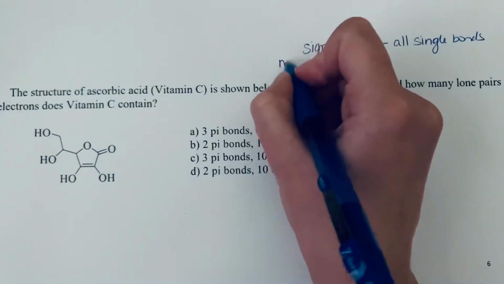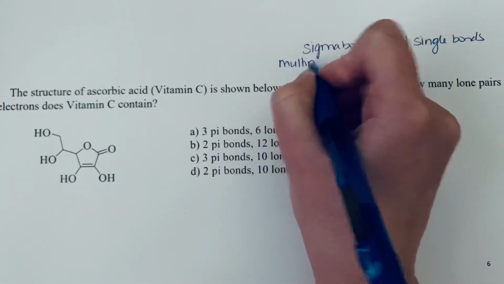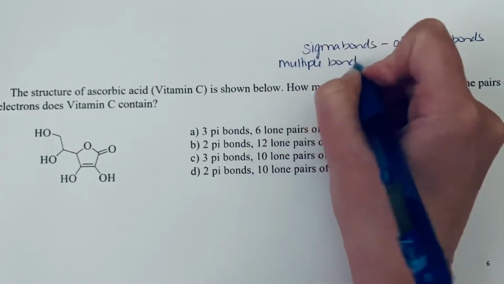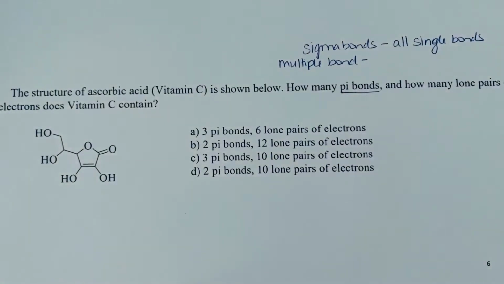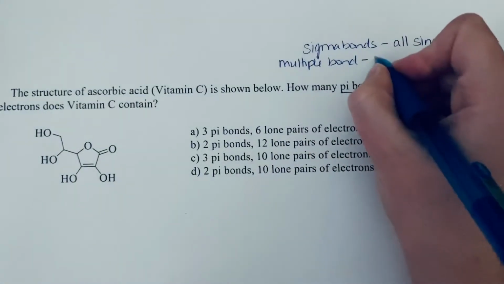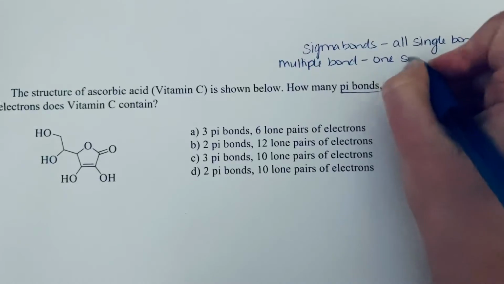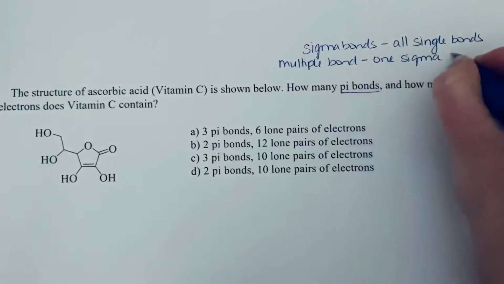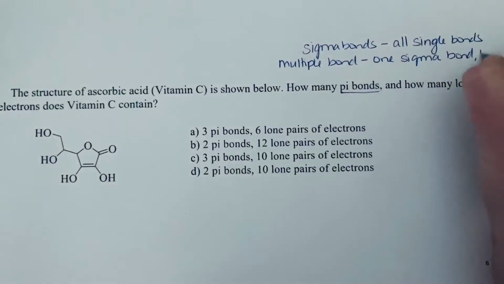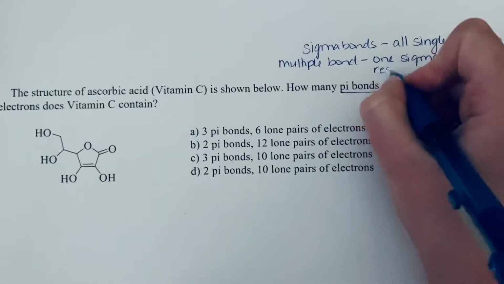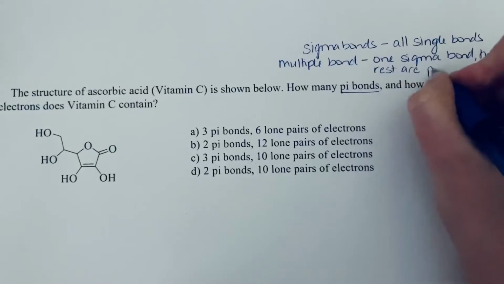And then whenever you have a multiple bond, that first point of connection is a sigma bond. So whenever you have a multiple bond, you have one sigma bond, and the remaining bonds are pi bonds. So we say we have one sigma bond, and the rest are pi bonds.